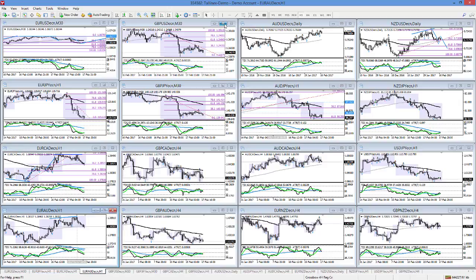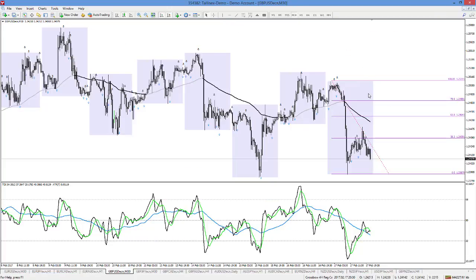Let's come over here to the pound dollar 30-minute chart. Here was the negative retail sales news for the UK, and this thing dropped like a rock, and then we had our bounce. You can see well oversold here on our TDI, pushing the market baseline down to the extreme here. Will we retest the bottom?